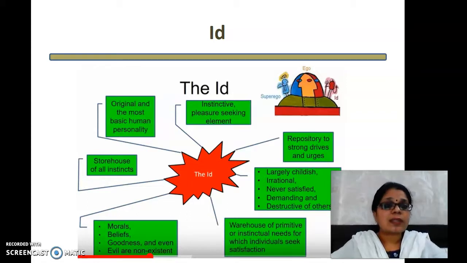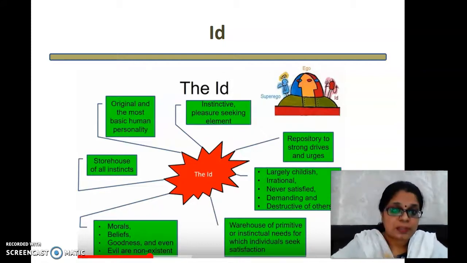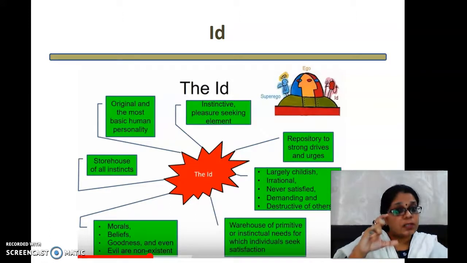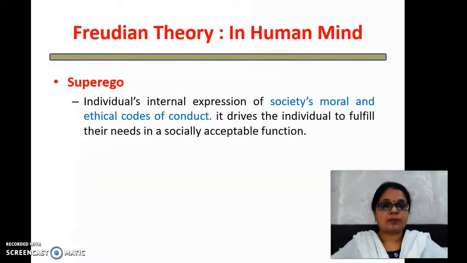We can also say that it is a warehouse of primitive or instinctual needs of which individuals seek satisfaction. Morality, belief, goodness, and even evil are non-existent at the stage of id. It is also a storehouse of all instincts, the original and most basic human personality. This is an important point which I want all of you to ponder upon: it is the original and basic human personality, which is the first ecosystem of the personality that consumers have.